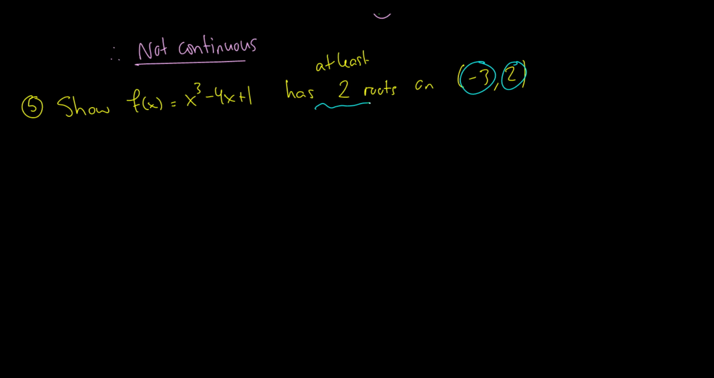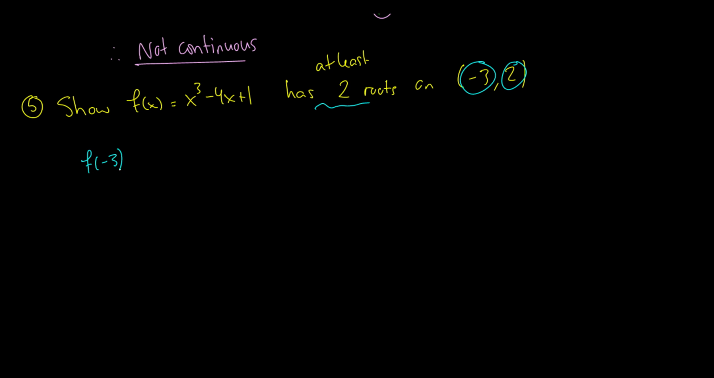In fact, there might be more. There might be 3 roots on that interval. I'm not 100% sure. So we're going to check out every single point: -3, -2, -1, 0, 1, and 2. Okay, so I'm going to make a little graph here.